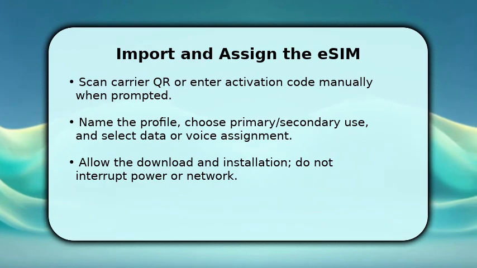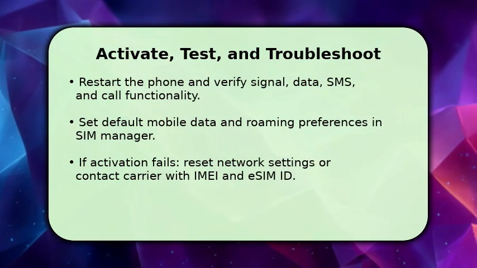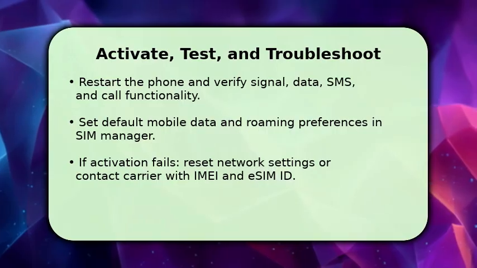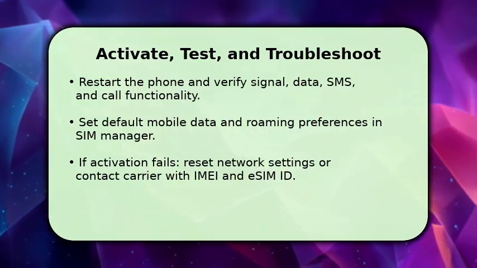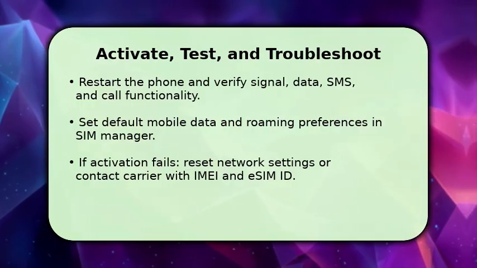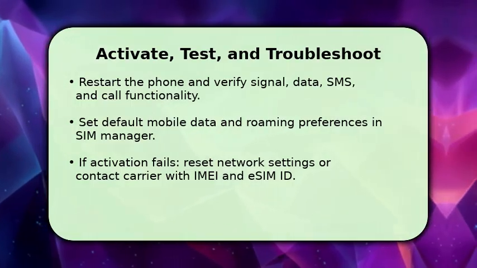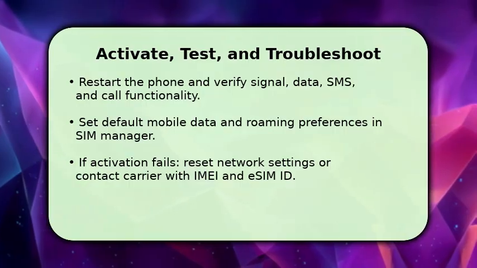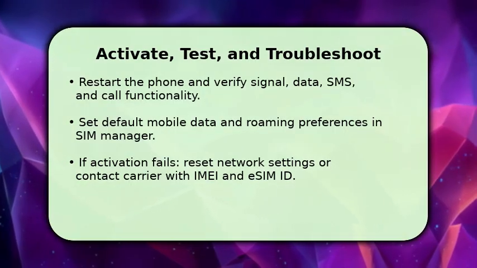Once installation completes, restart the phone to finalize activation. You should see the carrier name and signal bars quickly. Test calls, SMS, and mobile data to confirm routing. Then go back into SIM Card Manager to set default data or enable roaming if needed.